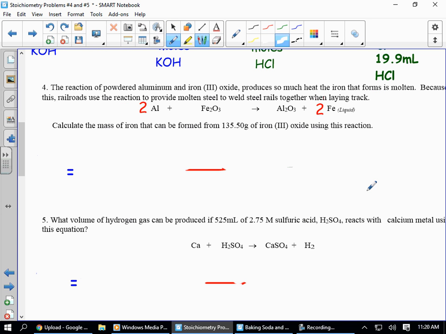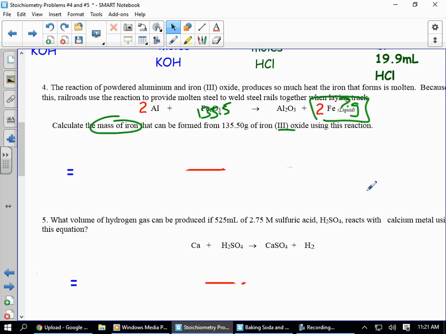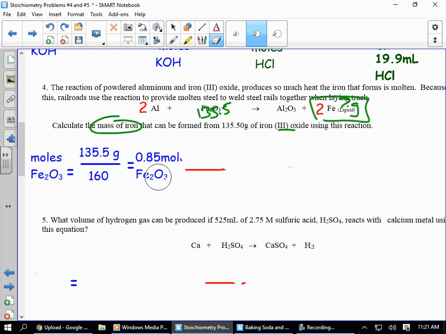Alright, so we looked at this problem. It says calculate the mass of iron. So this is our iron here, and I want to know the mass of it. It can be formed from 135.5 grams of iron III oxide. So again, what do I know the most about? I know the most about my iron oxide. I know I have 135 grams divided by the formula weight of 2 irons and 3 oxygens. When you divide that, you get 0.85 moles of Fe2O3.